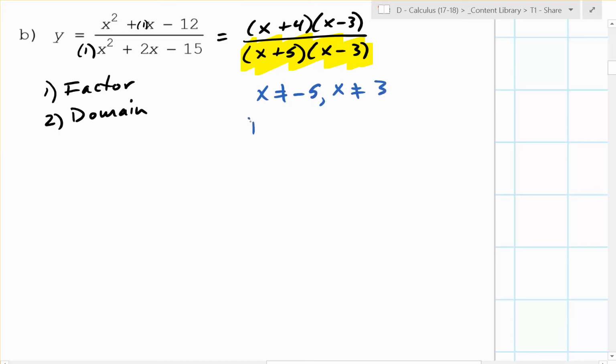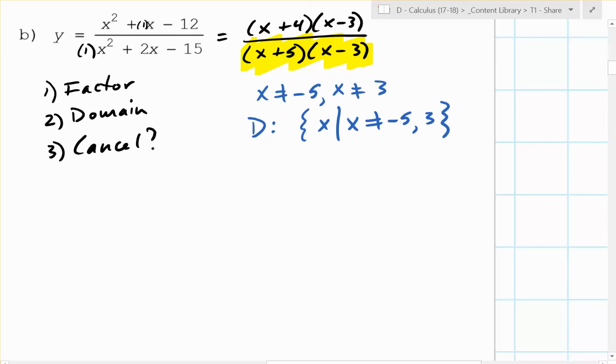So another way to say that would be the domain is x such that x cannot be negative 5 or 3. So next we need to see, is there anything that's going to cancel? Well, in this case, something does cancel, the x minus 3. So that means there's going to be a hole when x equals 3.